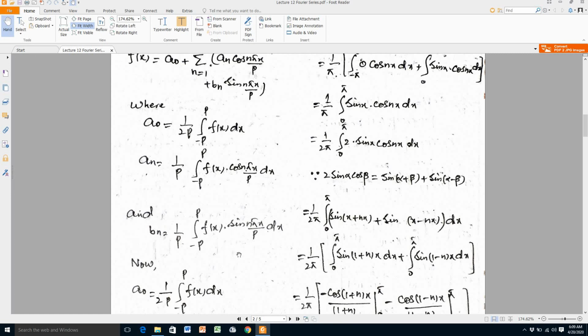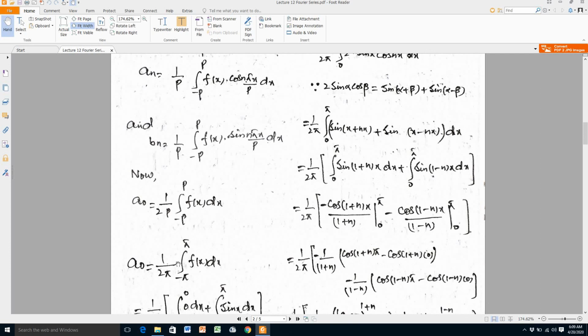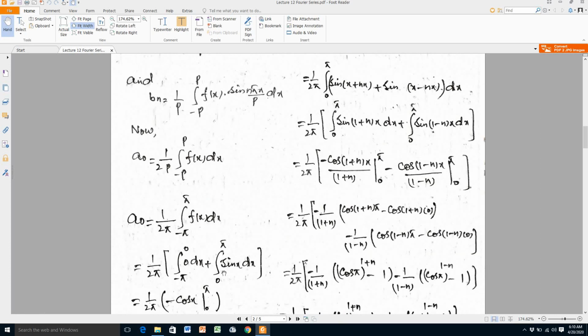Now first of all we want to find the value of the coefficient a naught, which is 1 over 2p integral from minus p to p of f of x dx. Here you substitute the value of p, that is equal to pi. It becomes a naught equal to 1 over 2 pi integral from minus pi to pi of f of x dx, and then you split the integral over the intervals as given, minus pi to 0 and then 0 to pi. Here I split the integral according to the intervals. From minus pi to 0 the value of the function is 0, and from 0 to pi the value of the function is sine of x dx.